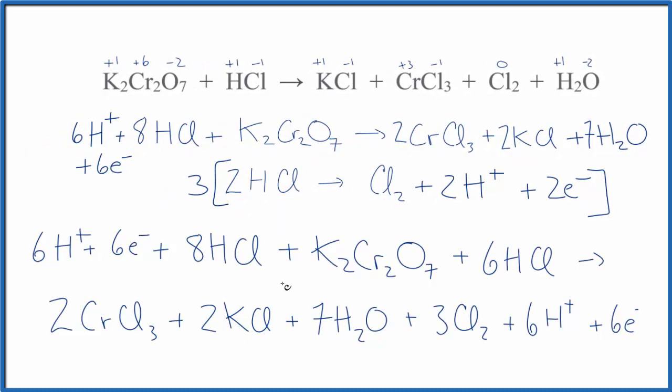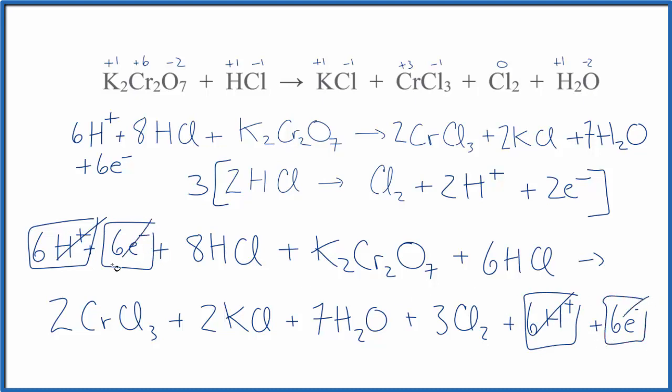At this point, we can simplify. We can see here in the reactants, we have 6 hydrogen ions. Again, in the products, we can get rid of those. We also have 6 electrons here and here. We can get rid of those. And we can add 8 HCl together with 6 HCl. That'll give us 14. And once we do that, we'll have the balanced redox reaction for K2Cr2O7 plus HCl, potassium dichromate and hydrochloric acid. I'm going to clean this up and put the hydrochloric acids together. We'll have our redox reaction.